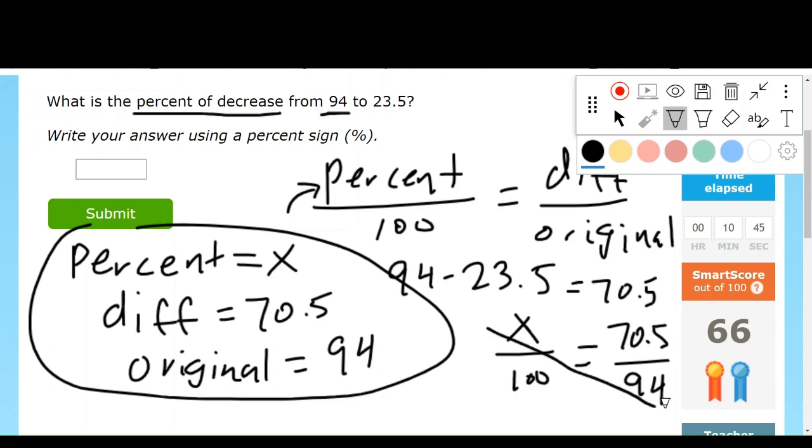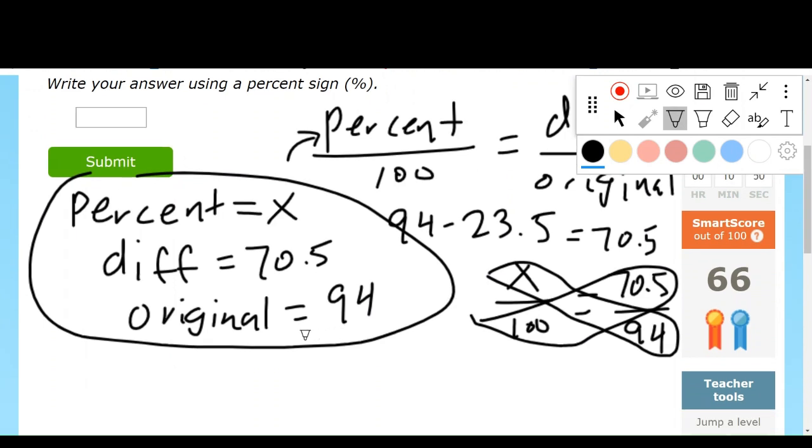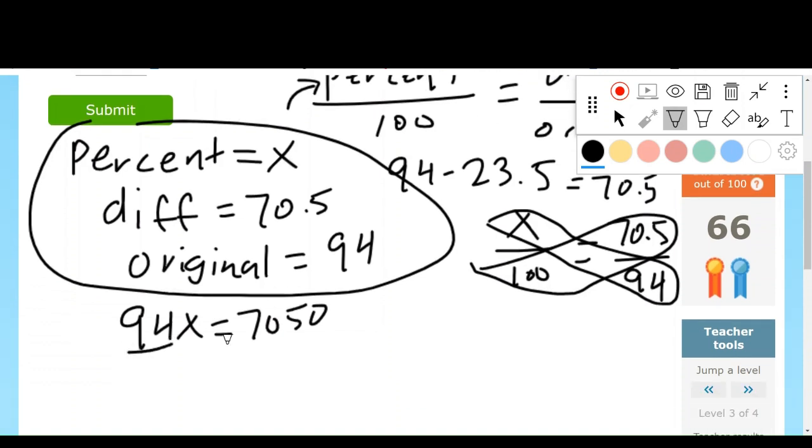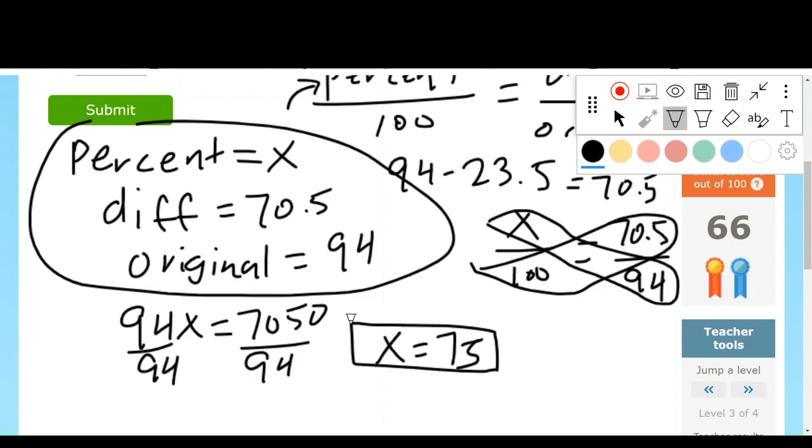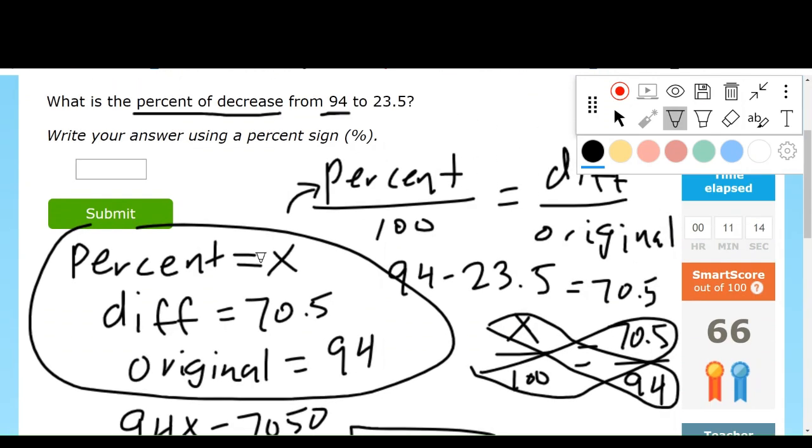We're going to cross multiply to form a new equation. So 94 times x is 94x. 100 times 70.5 is 7,050. If you solve for x and divide both sides by 94, you're going to get x is equal to 75. And what does the 75 mean in the context of our problem? It's a 75% decrease.